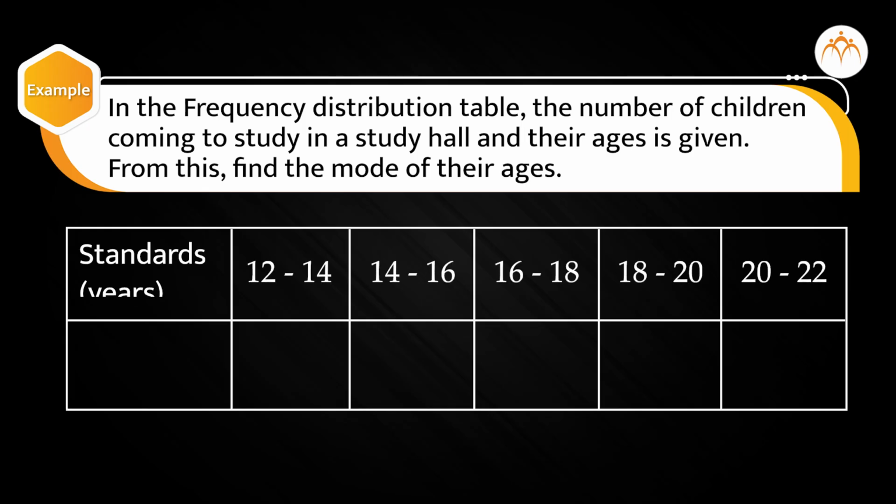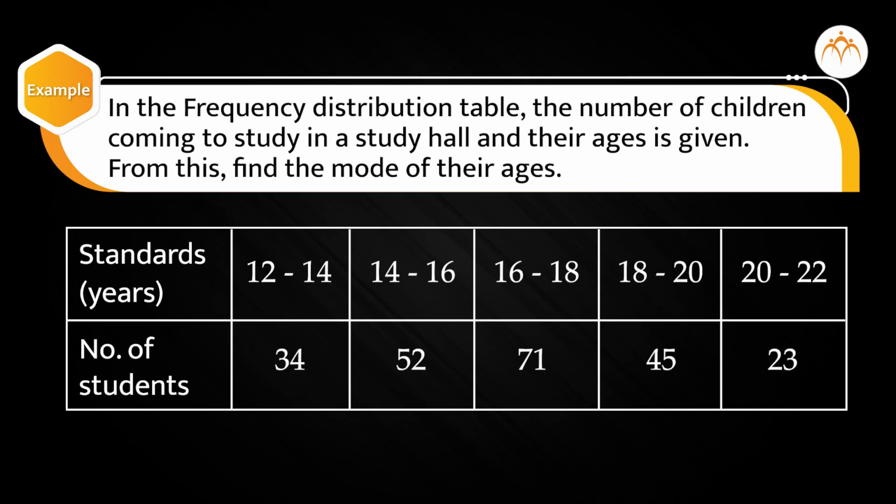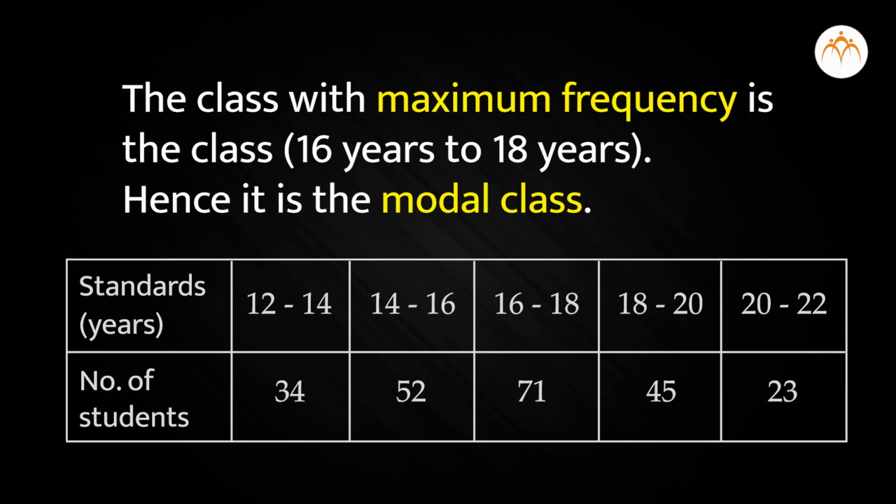Standards in years, number of students. 12 to 14 years, 34 students. 14 to 16 years, 52 students. 16 to 18 years, 71 students. 18 to 20 years, 45 students. 20 to 22 years, 23 students. The class with maximum frequency is the class 16 years to 18 years. Hence, it is the modal class.